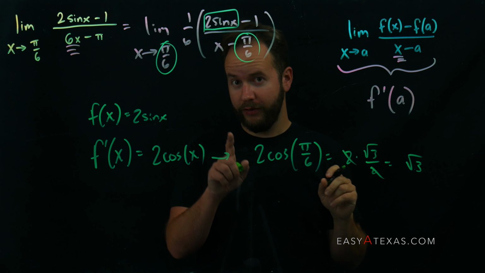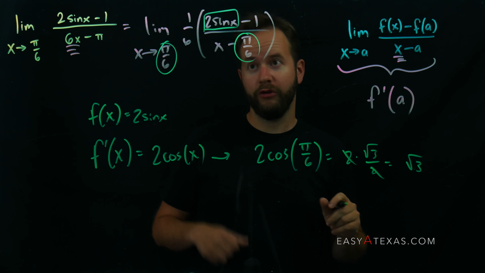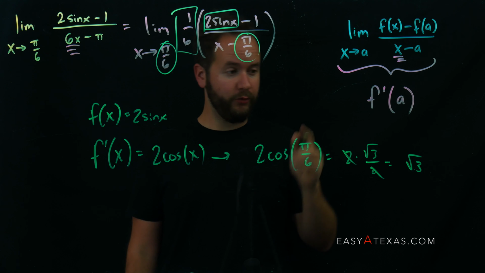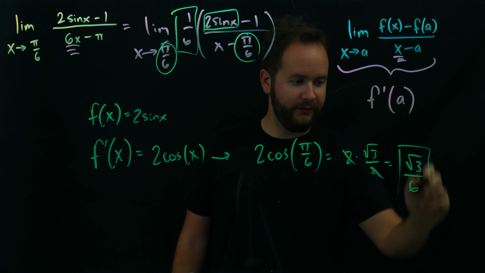Now, one small thing you might have forgotten, or you might have thought I forgot, was, remember, we factored out a 1/6 way at the very beginning of the problem. So we need to throw that back in there, giving this as our final answer.